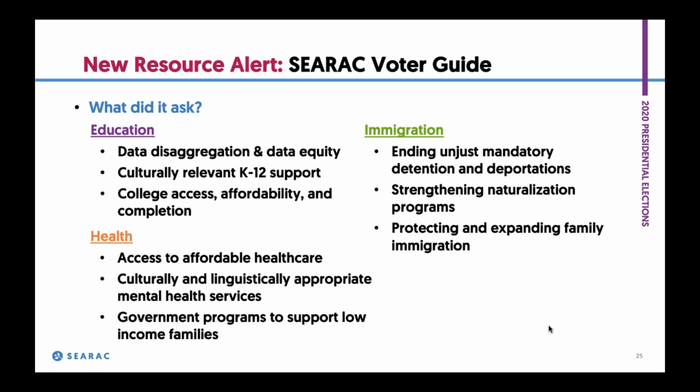So what did it ask? It asked questions on policy priorities in our 3 key issue areas that we work on at CRAC. So for education, we asked them about data disaggregation and data equity. We asked them about culturally relevant K-12 support and college access, affordability, and completion. For health, we asked them about access to affordable health care, culturally and linguistically appropriate mental health services, and their viewpoint on government programs to support low-income families. And finally, for immigration, we asked them about ending unjust mandatory detention and deportations and how they felt about that, their stance on strengthening naturalization programs, and also their perspective on protecting and expanding family immigration.